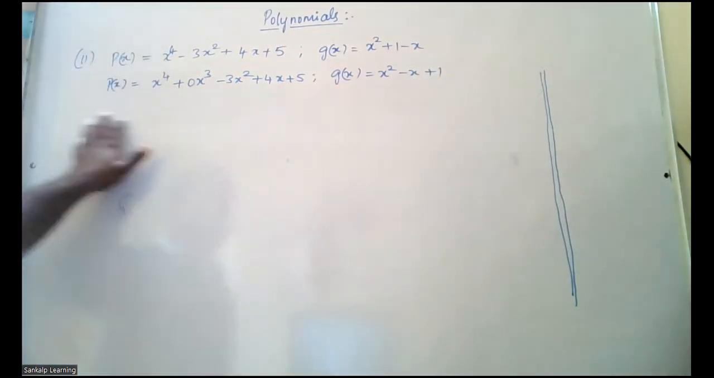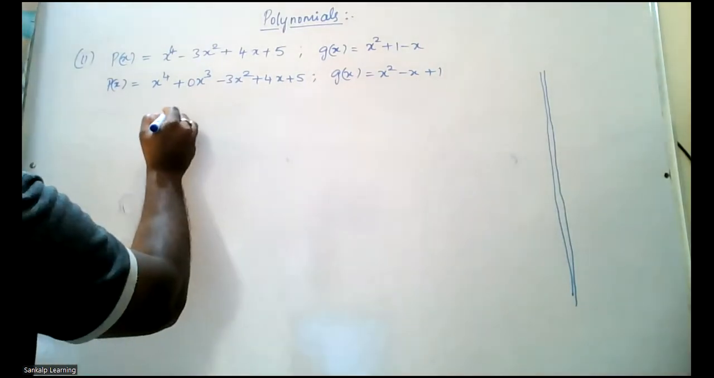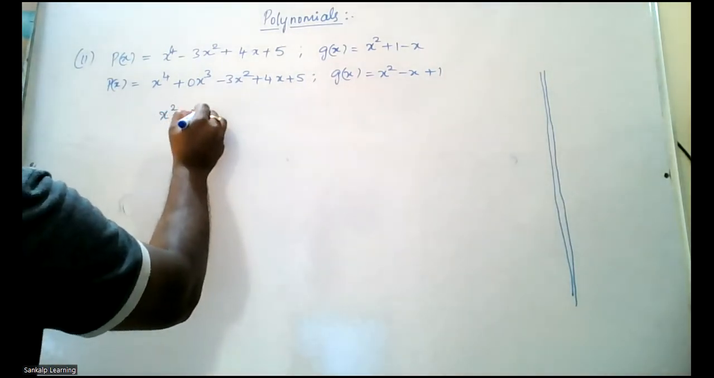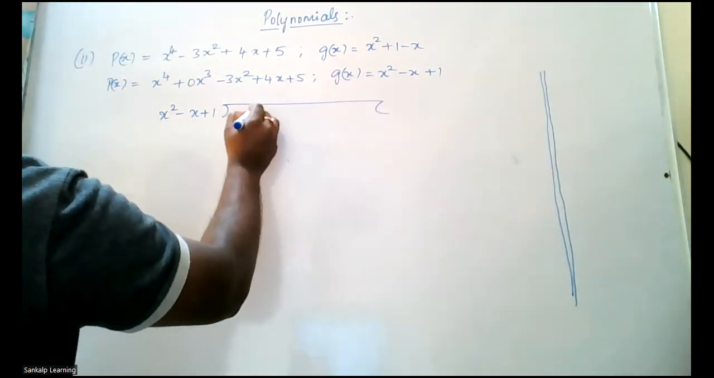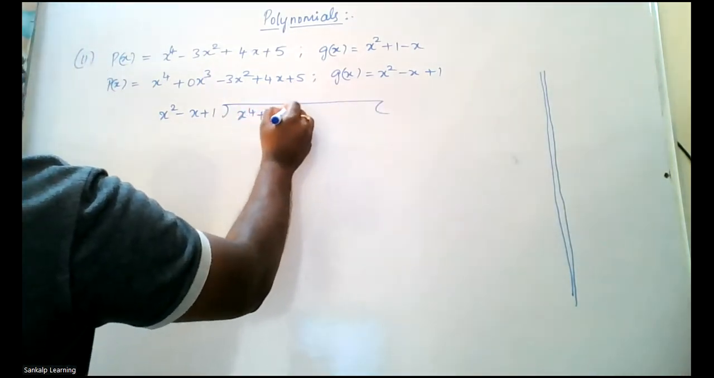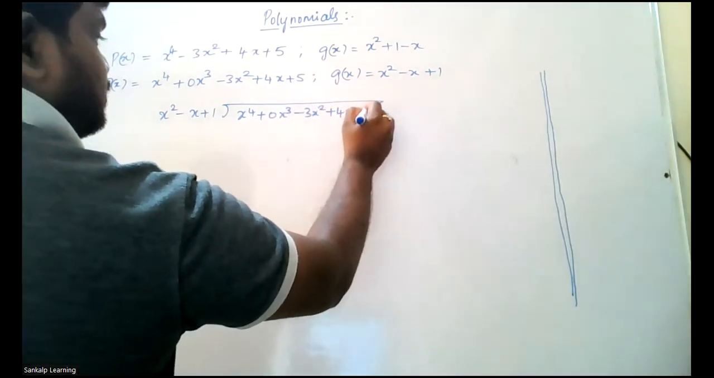Okay. So this is the procedure. We have to arrange it like this. Now let's start dividing it. Okay. The divisor is x square minus x plus 1 and the dividend is x power 4 plus 0x cube minus 3x squared plus 4x plus 5.